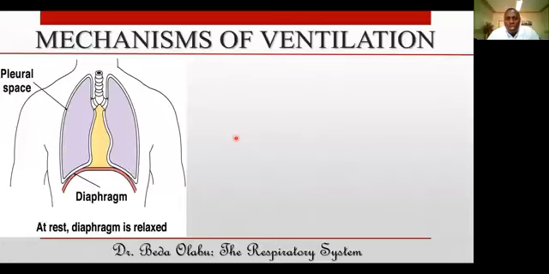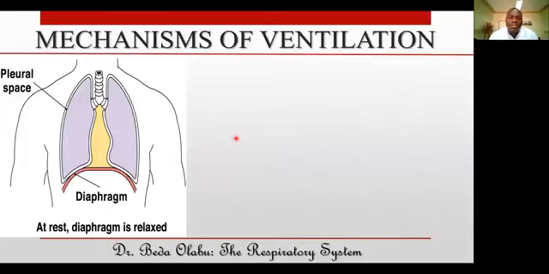How do we breathe in? We breathe in when the intrathoracic pressure goes low so that the atmospheric pressure is higher than the intrathoracic pressure. That's what makes air enter into the chest. But how do we make the intrathoracic pressure lower than atmospheric pressure? We make it lower by increasing the volume of the chest cavity.